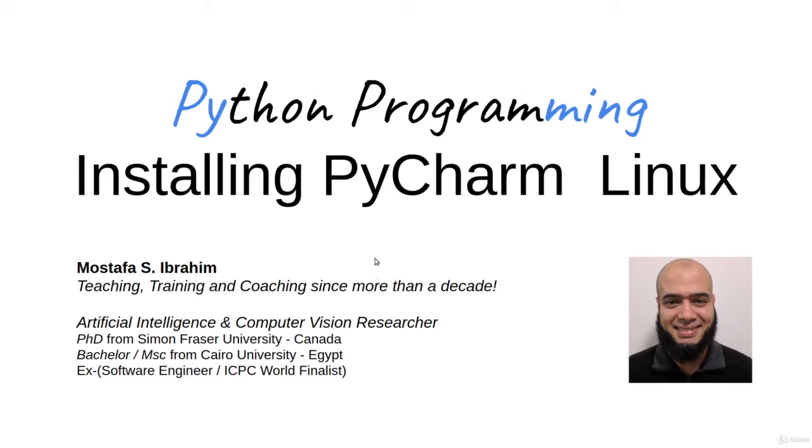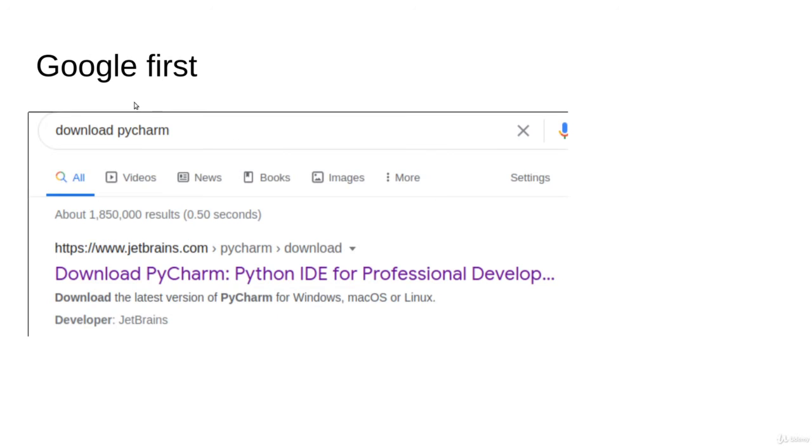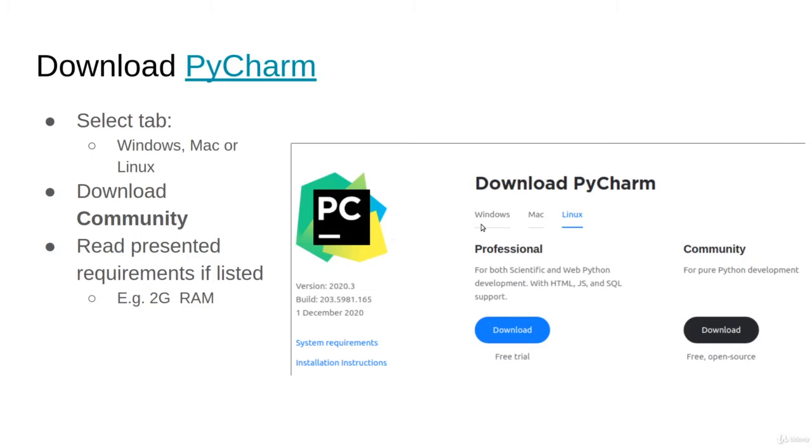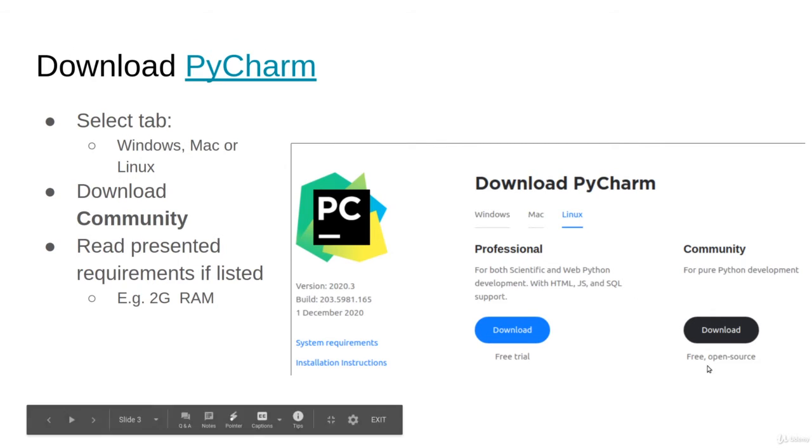To install PyCharm on Linux, you mainly first need to go to Google and just write download PyCharm. Then you go to the JetBrains website and proceed to that. You will find here three tabs. Go to the Linux tab and then click the community version here. The community version is a free one. The professional one is a paid one.